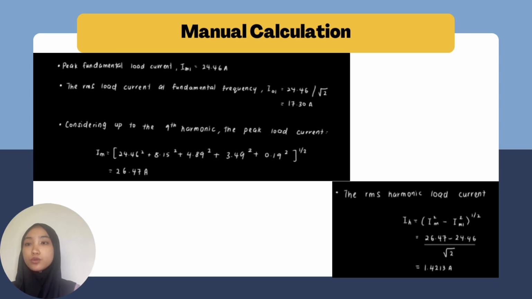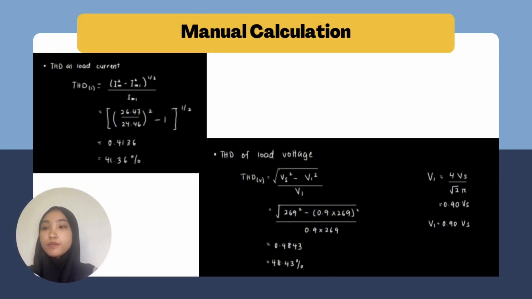Then we consider up to the ninth harmonic, and the peak load current is 26.47. Next, the RMS harmonic load current, by using the formula, we get 1.4213 ampere. For THD before filter at load current, by using the formula, we get 41.36%. And the THD of load voltage before filter, we get 48.40%.